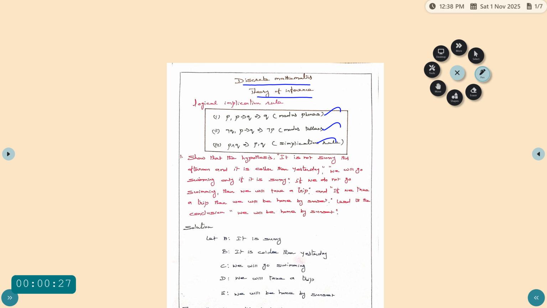So what is the simplification rule here? P and Q can be written as P, or Q. Next, we will move to the derivation part.